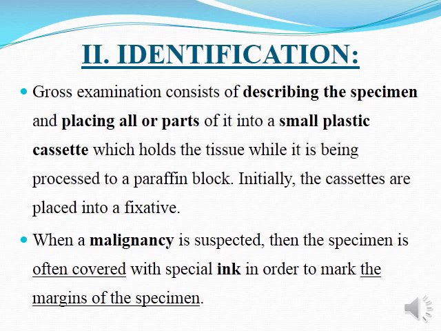The next is identification. Gross examination consists of describing the specimen and placing all the parts of it into a plastic cassette, which holds the tissue while it is being processed to a paraffin box. Initially, the cassettes are placed into a fixative.